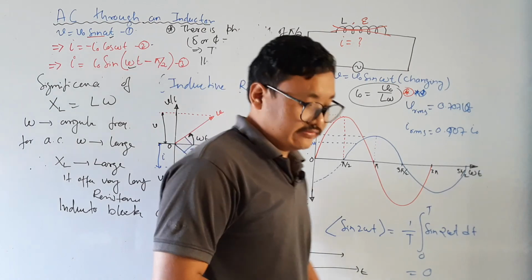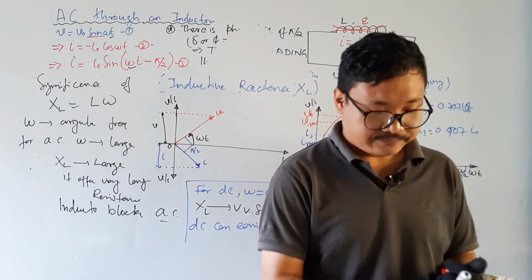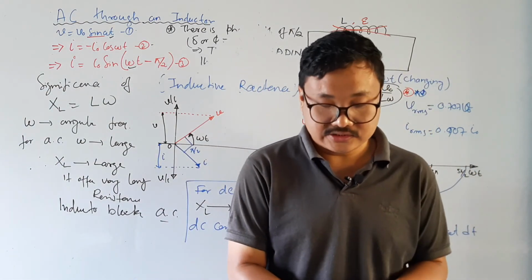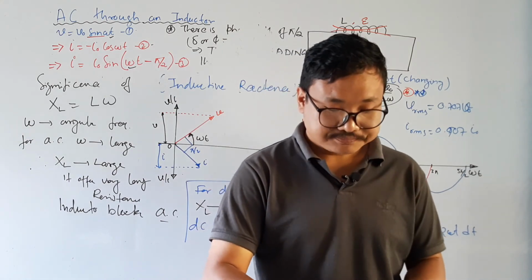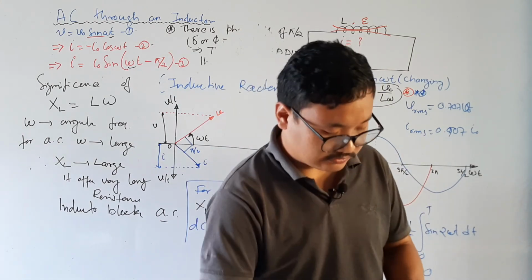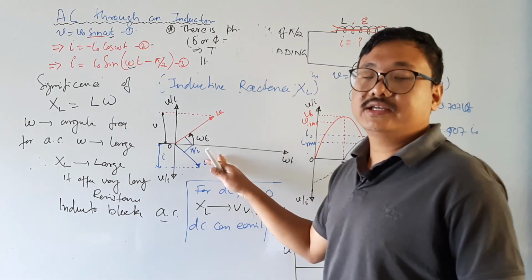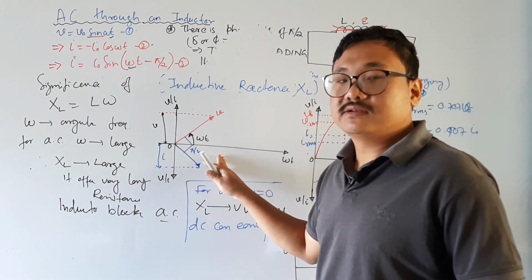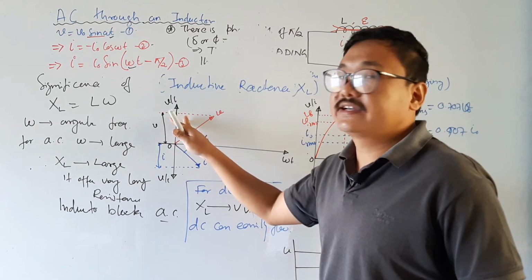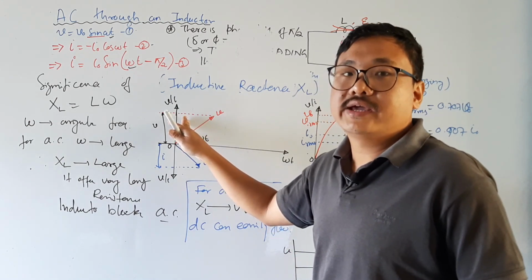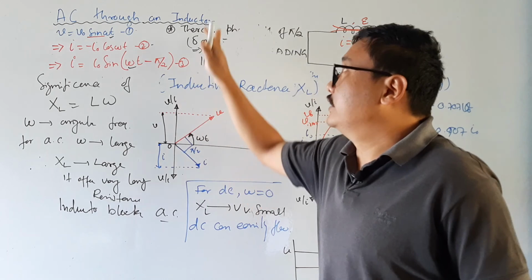With this we complete all the topics of AC through inductor. Lastly, I will discuss one question in examination. If this diagram is given and you are asked for what situation this diagram refers to, then you should be able to answer that this is for inductor.